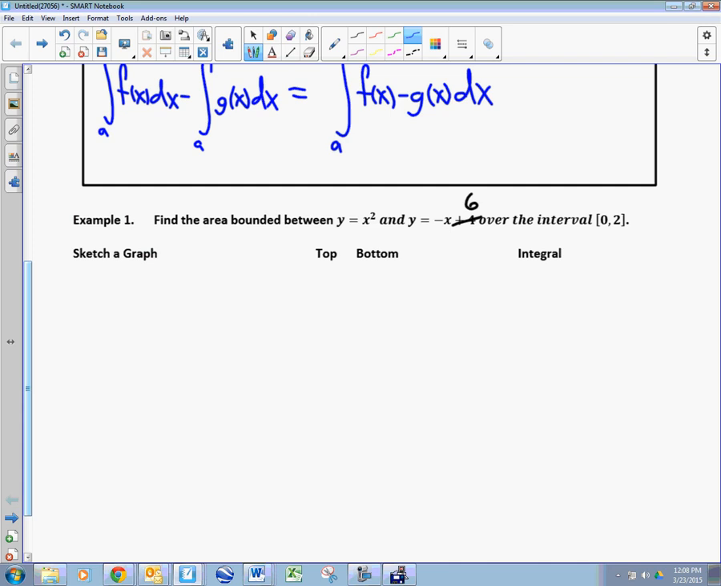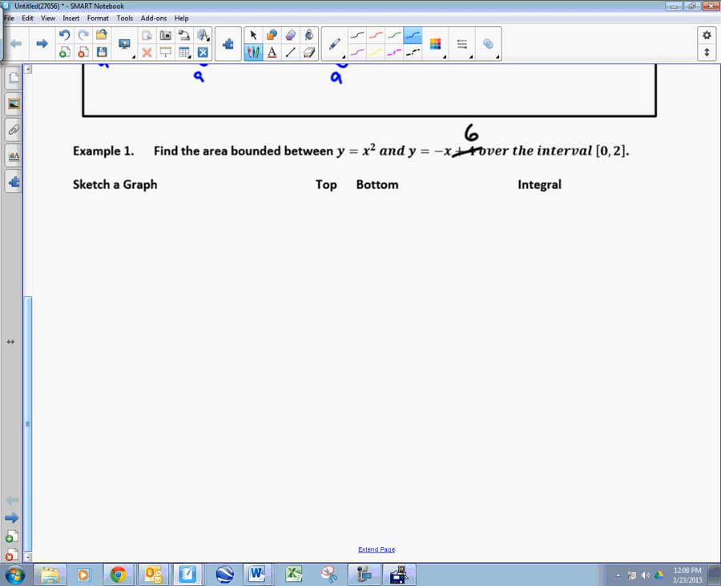Some of you are gifted with the ability to understand spatial reasoning, and some of you will struggle with it more. It is crucial in this topic that you are able to sketch the graph. So we start by sketching the graph. What does x squared look like? It's like a parabola, centered at 0, 0. And what does negative x plus 6 look like?